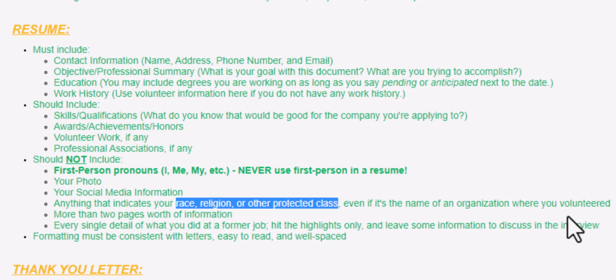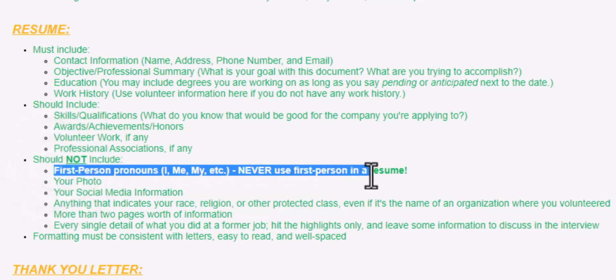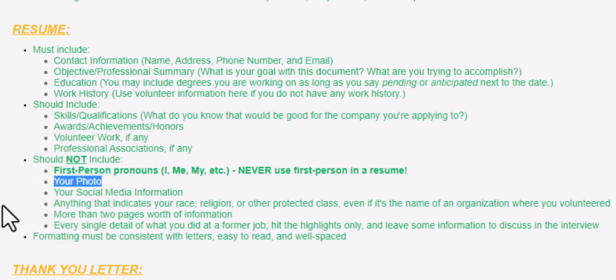invite unconscious bias. Make sure you don't include first person. Never use I or me or my on the resume. Cover letter's fine, thank you letter's fine, but not in the resume. Do not include your photo in your resume. This is something that has become a trend lately, but it is still not accepted in professional circles except in a very few industries. Don't include your social media information unless you have social media that is specifically for work and nothing else. Again, you don't want to give them any ammunition to choose someone else instead of you.